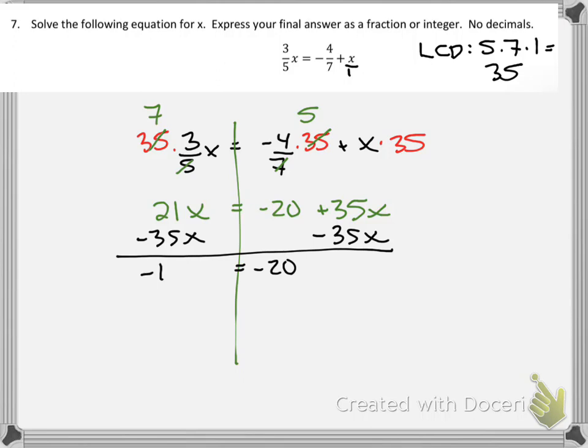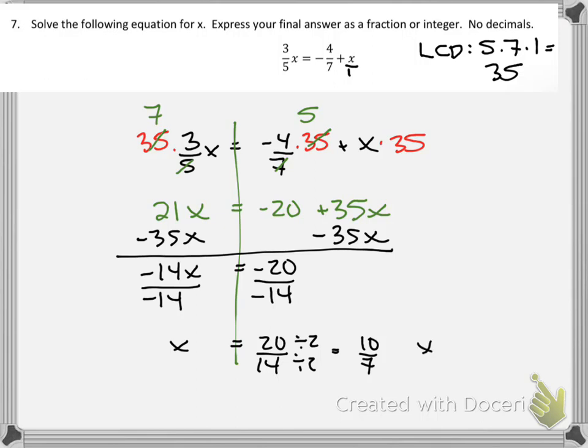Okay, so we get negative 14x here. And then last but not least, we can divide both sides by negative 14. Okay, so the negatives cancel out, and then you might also realize both things are divisible by 2. So x actually becomes positive 10 over 7. And again, we want to leave that as a fraction.